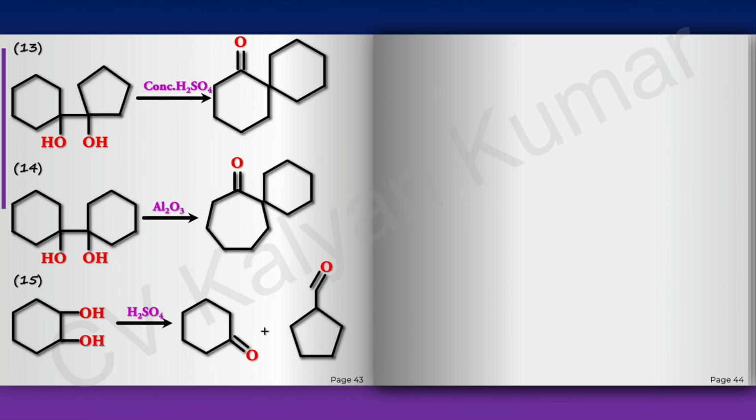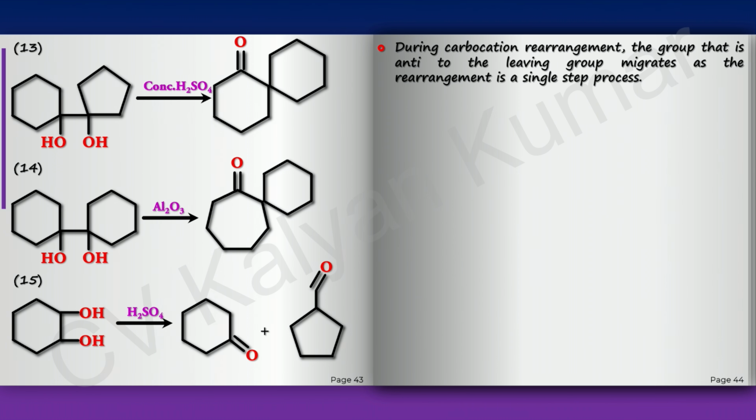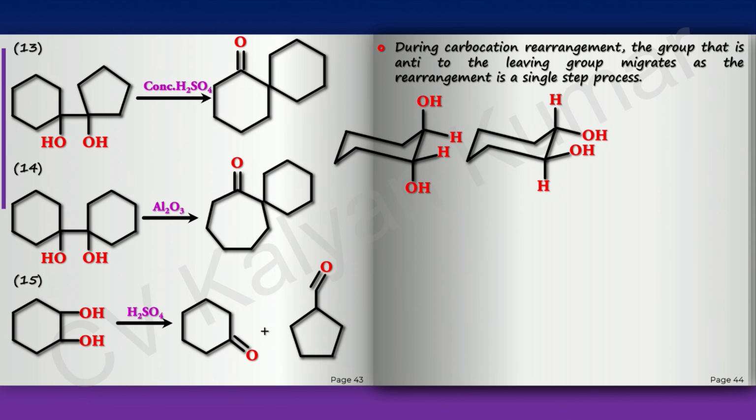Well, the reason for this is, during carbocation rearrangement, especially in rings, the group that is anti to the leaving group migrates as the rearrangement is a single step process. Say for example, you have this. Can you see the two OH are trans to each other? If one of them becomes a carbocation, there is no other group that can migrate because there is nothing anti. So let's check all of them. The first one is 2 axial anti. The second is 2 equatorial anti. And the third is 1 equatorial, 1 axial syn. That means on the same side.